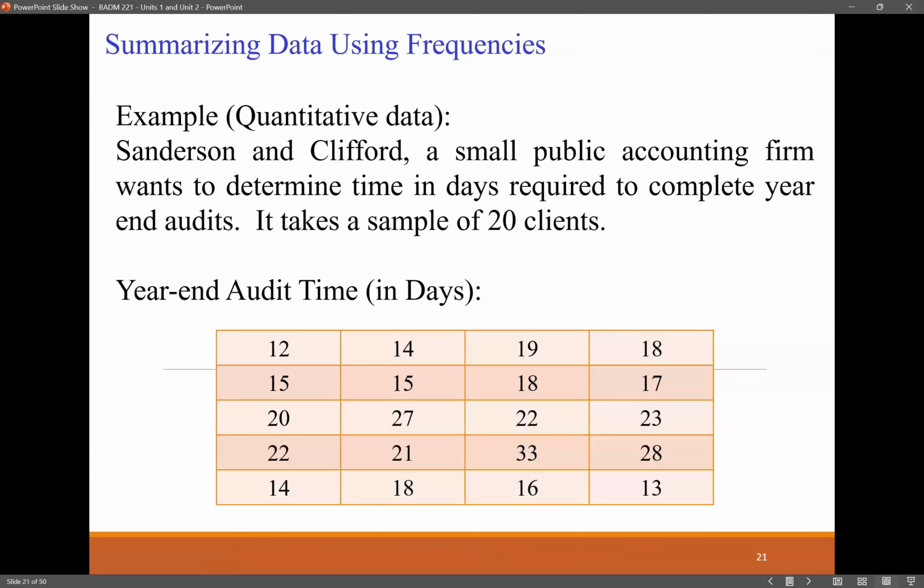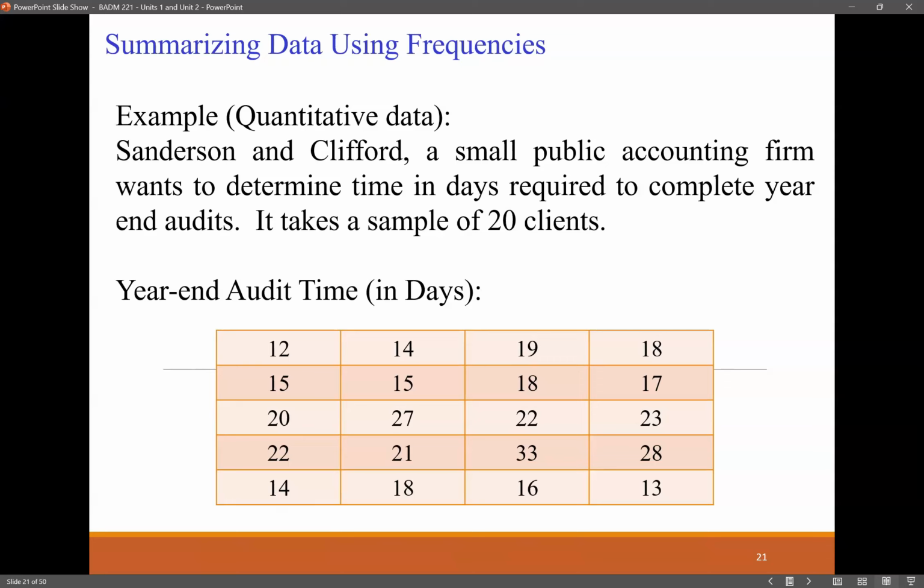Now quantitative data, the same example. We have 20 clients, with year and audit time in days. If you see the range of the data, the smallest number is 12 and the largest number is 33. And you can see the numbers are not repeated frequently. You cannot see 12 many times, you cannot see 13 many times, only one time.